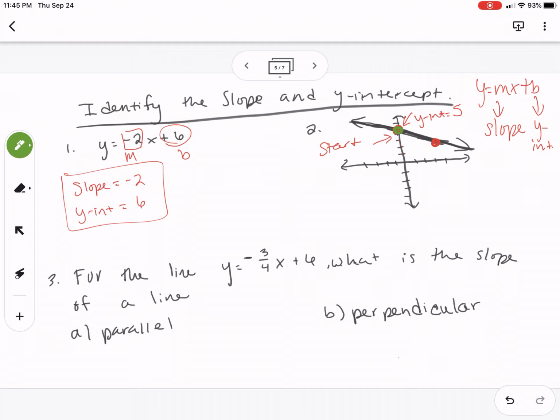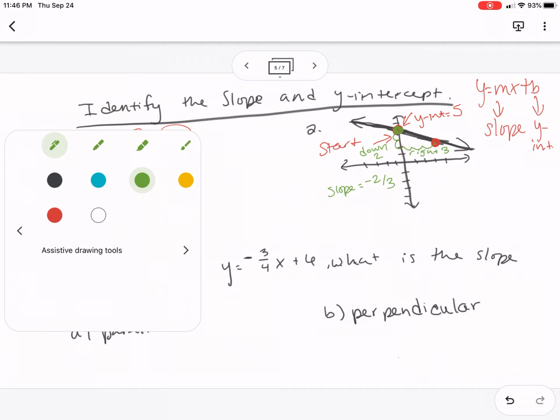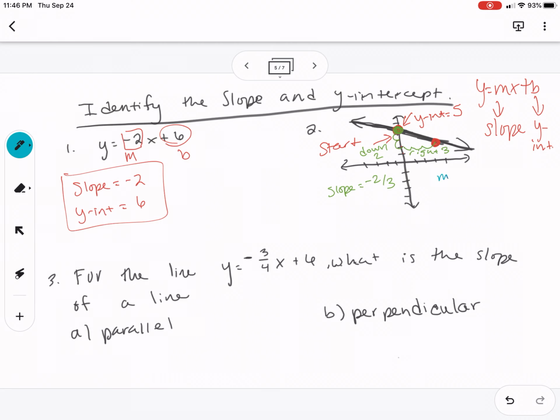To the right, we would have to go down 2. And to the right, 1, 2, 3. So since we're going down 2, right 3, our slope would be -2 over 3, because we're using rise over run. So to summarize for this one, our slope, or our m, is -2/3, and our y-intercept, or our b, was at about +5. So when you write your equation, y equals, the slope goes first, -2/3 x, and our y-intercept was a +5.